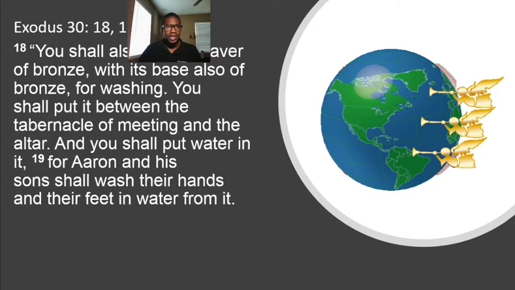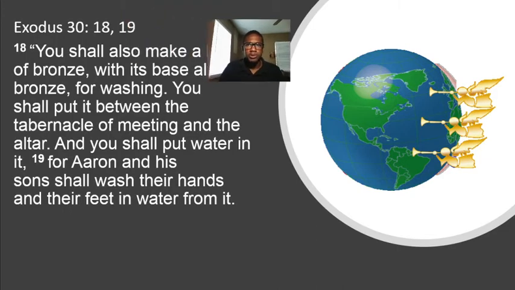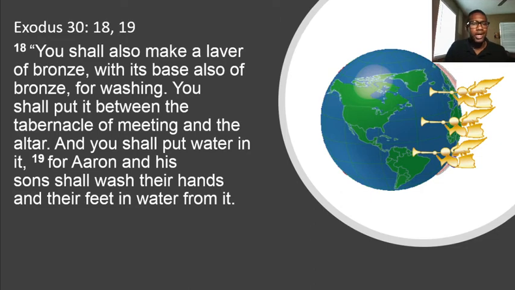That's the first question, and we have to go to the book of Exodus chapter 30, verses 18 and 19. The Bible says, verse 18, "You shall also make a laver of bronze with its base also of bronze for washing." So the bronze laver is a basin or a reservoir where you put water for washing. "You shall put it between the tabernacle of meeting and the altar, and you shall put water in it, for Aaron and his sons shall wash their hands and their feet in water from it."